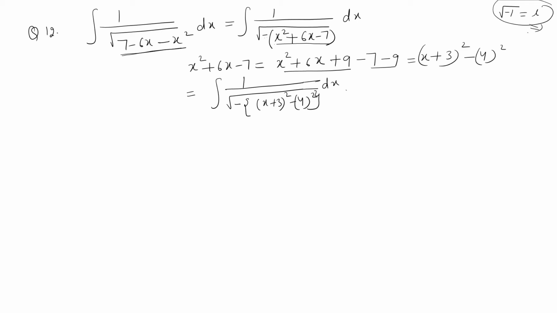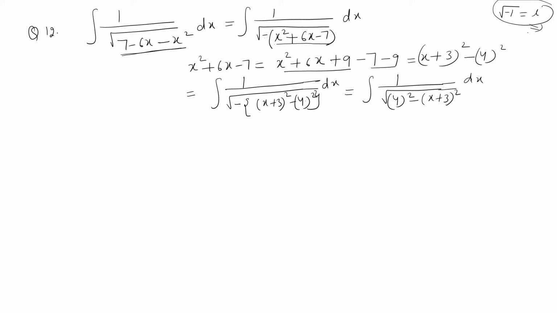So what will I do? I will just interchange the position of these terms and this negative sign will be adjusted. How? 4 square will be written first and then minus (x plus 3) whole square. So see, this negative sign is adjusted. If I open this bracket, this 4 square will be positive and (x plus 3) whole square will be negative. So it is adjusted like this, right?